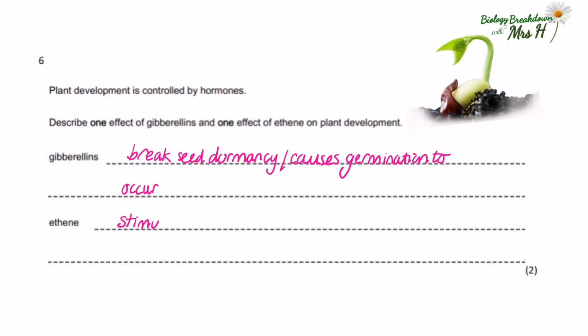Ethene, we already know that stimulates fruit ripening, and as I've mentioned before, we can extract this, put it in a spray, and spray unripe fruit, so when it's ready to sell, it's nice and ripe.